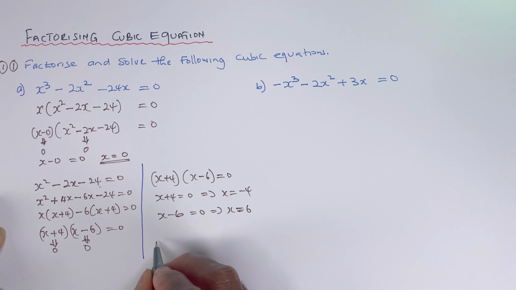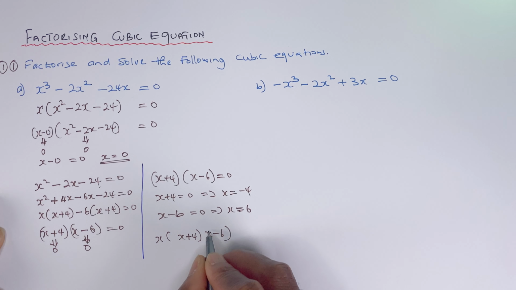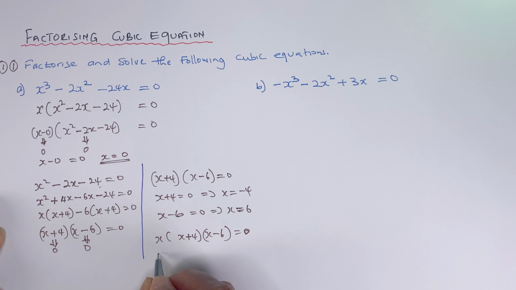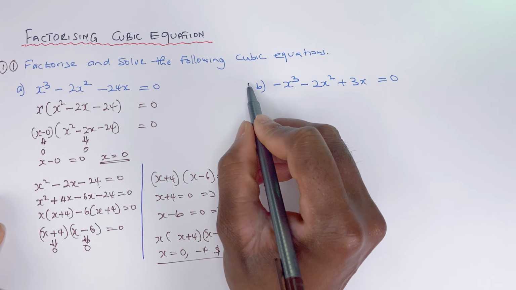So when I factorize and solve, as the question says, my factors are x into bracket x plus 4, x minus 6, equal to 0. And the roots are x equals 0, x equals minus 4 and 6. Right, so now let's do question B.